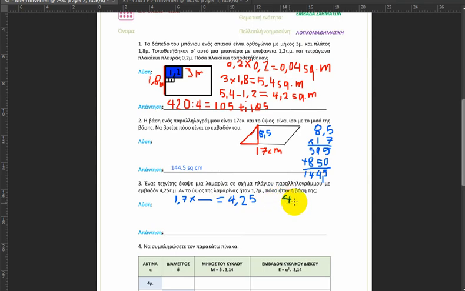And actually, I'm going to rewrite it right away as 42.5 divided by 17. 17 fits into 42 twice. It gives me 34.